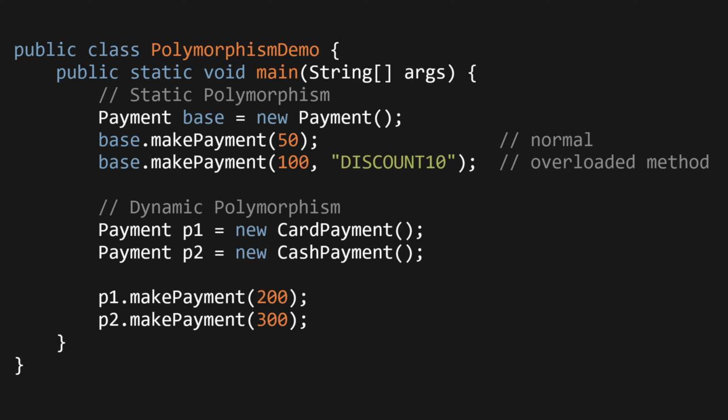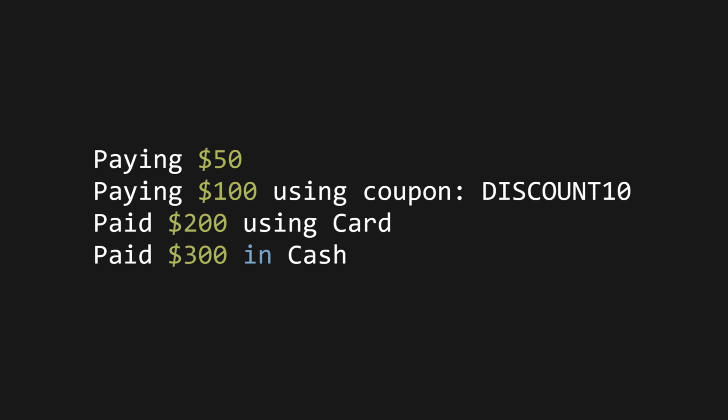Payment p2 = new CashPayment(). p1.makePayment(200). p2.makePayment(300). And the output will be: Paying $50, Paying $100 using coupon discount10, Paid $200 using card, Paid $300 in cash.